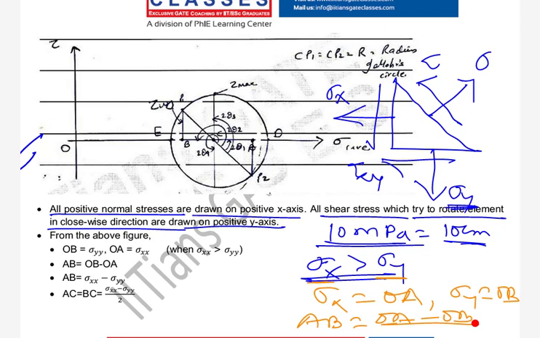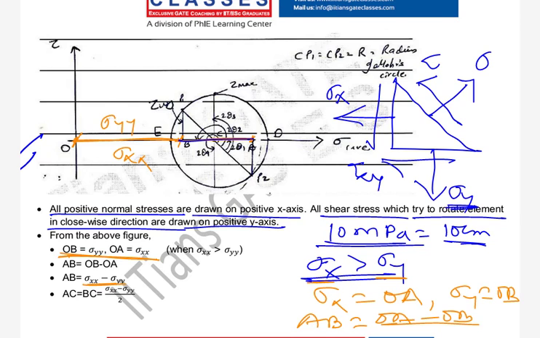Here actually we have assumed sigma x, yeah, correct only. You can see here, right? So AB is what? Sigma x minus sigma y. So what is your AB here? You can see in the picture. This is what? Sigma x. What is this? Sigma y. So this is your AB, right? This is your AB.